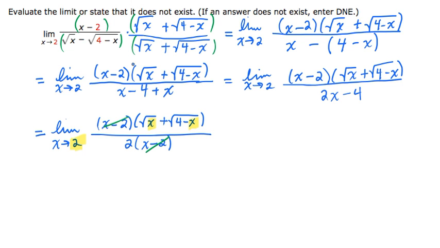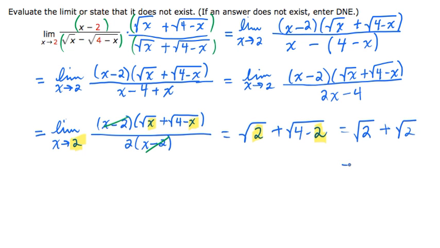And now that we're going to take the limit, we no longer write lim as x approaches 2. So we will get square root of 2 plus the square root of 4 minus 2. That's the 2 that I plugged in for x there and there. Let's see, square root of 4 minus 2 is root 2. So we have root 2 plus root 2, or we could write that as 2 times root 2 as our final answer for that limit.